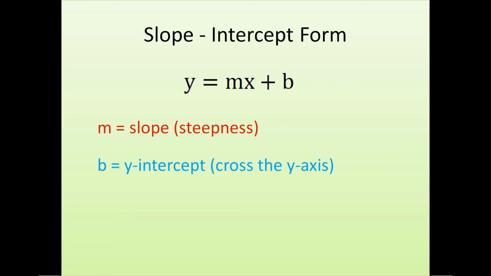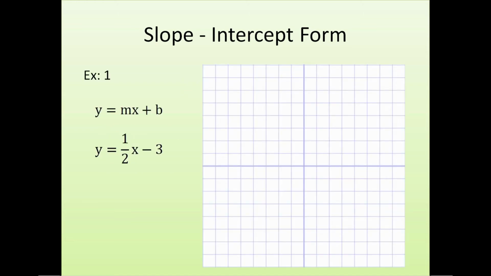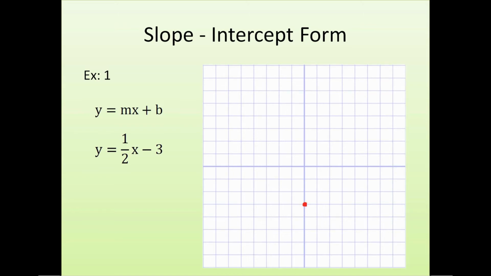Okay, let's take a look at an example. y equals 1/2 x minus 3. Start with the y-intercept. In this case, it is -3. Find the y-axis and plot a point at -3. Then look at the slope, which is 1/2. One way to describe the slope is the rise over the run. The rise is 1 and the run is 2.